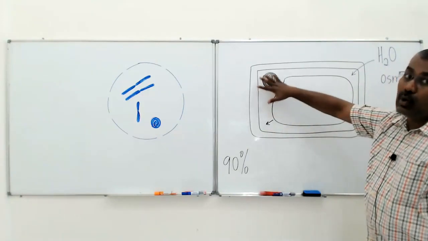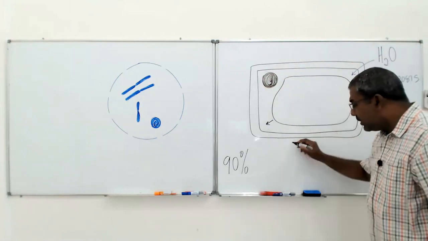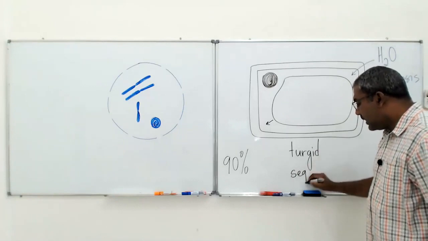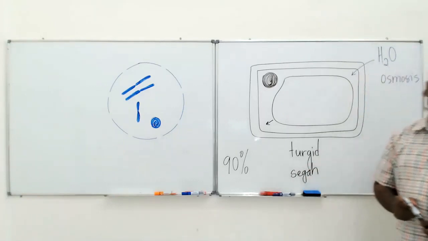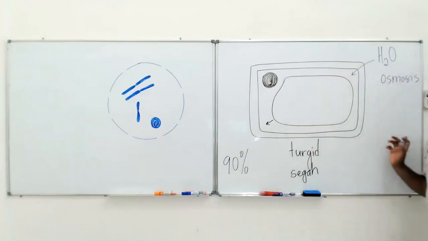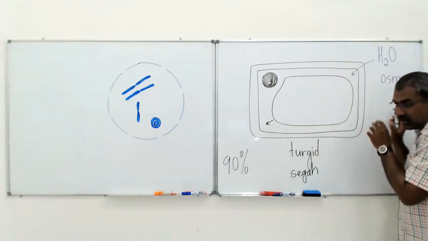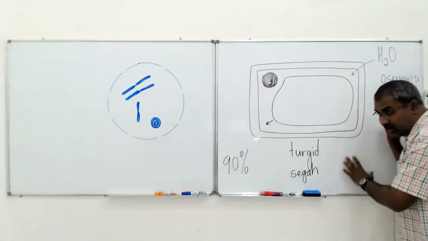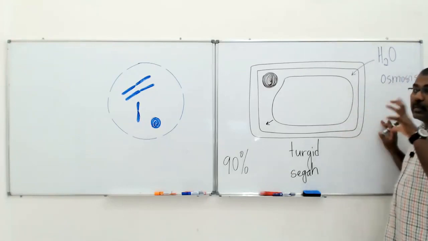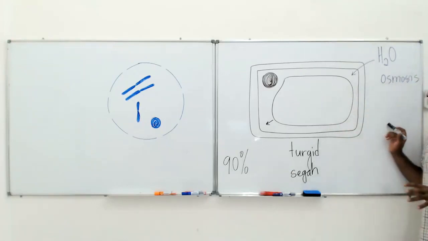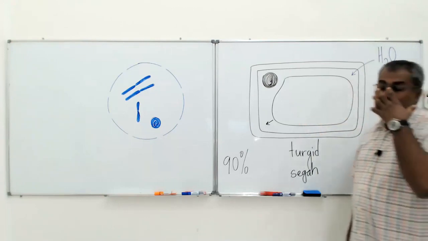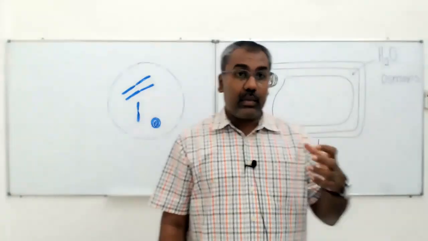So, sel tumbuhan dalam keadaan ini dipanggil turgid. Sama dalam bahasa Melayu, segar. Ini maksud turgid ataupun segar. So, what is the main organelle that causes the plant cell to be turgid atau segar? Vacuole. So, vacuole is the one that causes the plant cell to become turgid atau segar bila air masuk. So, vacuole plays an important role that makes the plant cell become turgid.